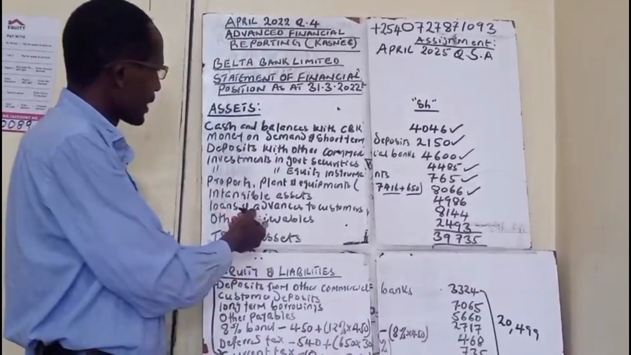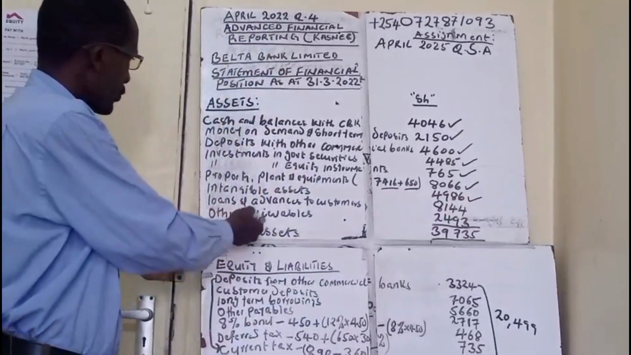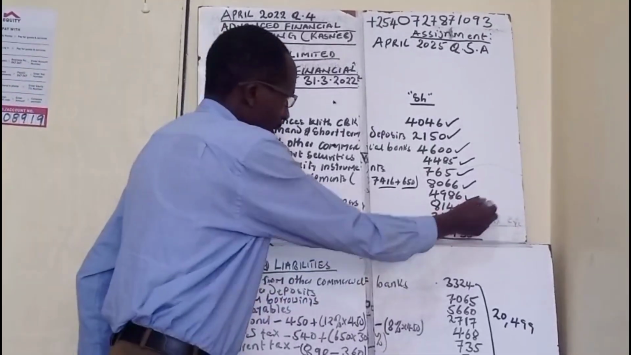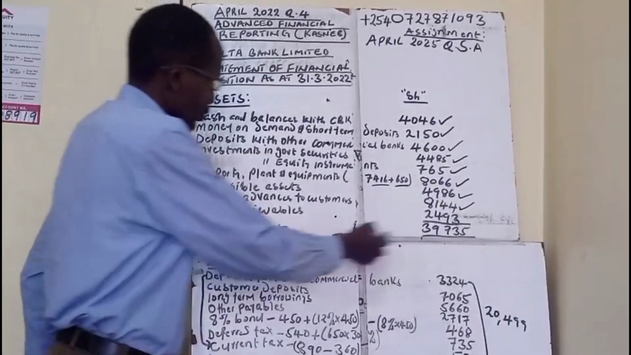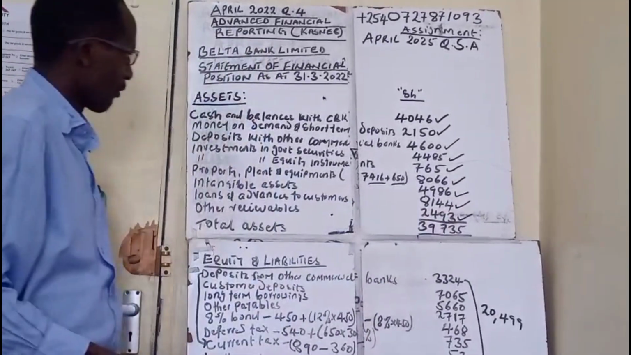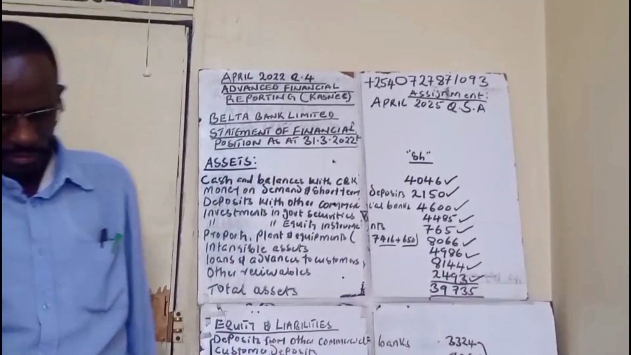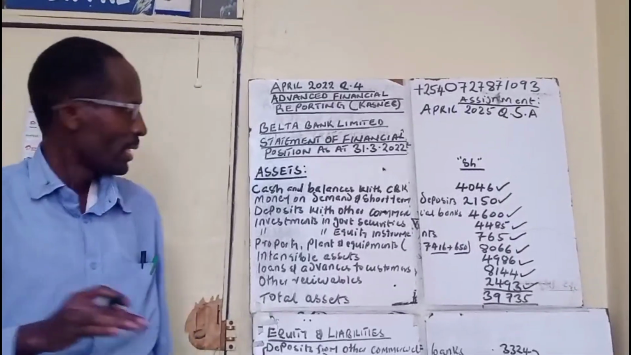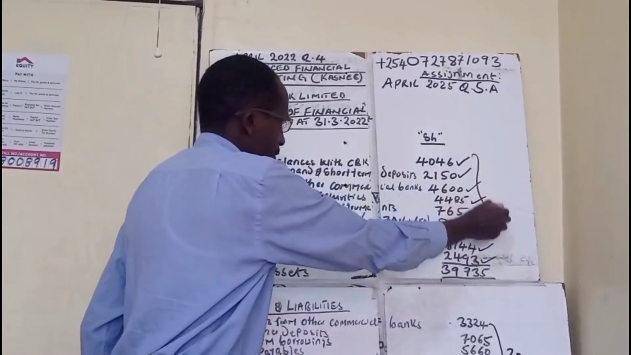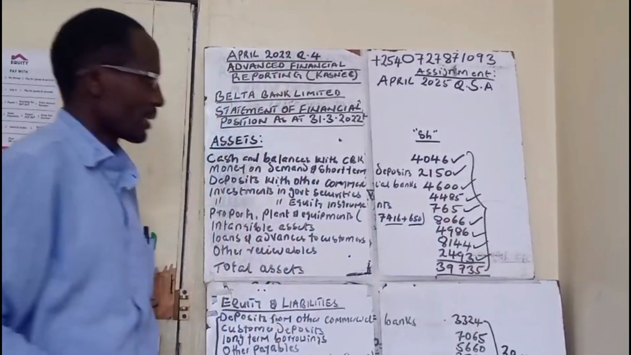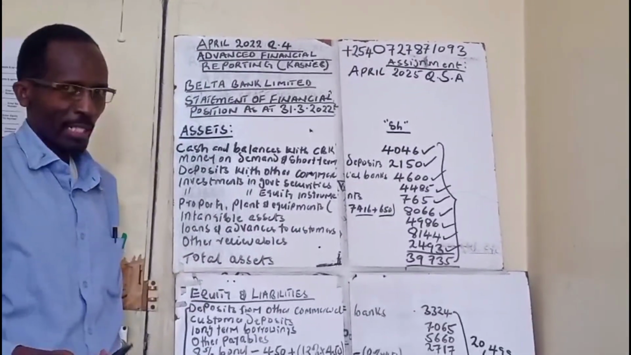The other asset is intangible assets, 4986. The other is loans and advances to customers, 8144. The other asset is other receivables, 2493. We do not have any other asset. So from the information that we have been provided, those are the only assets for this particular bank. We have entered all of them. So you sum up these figures, and the total gives you 39,735. Those are the total assets for this particular bank.